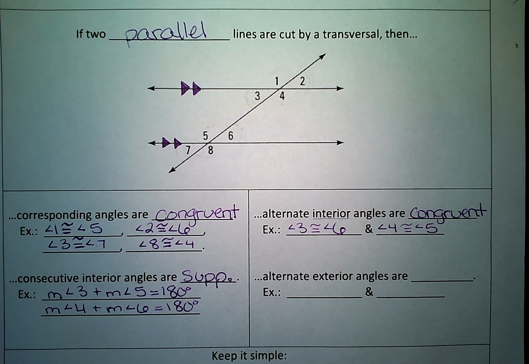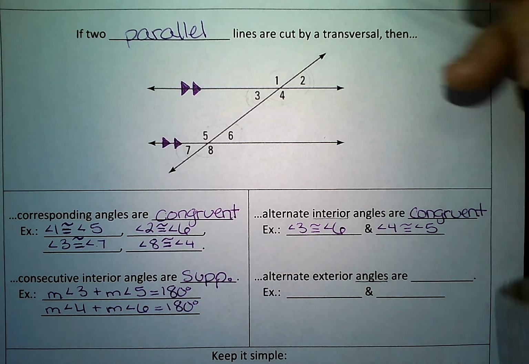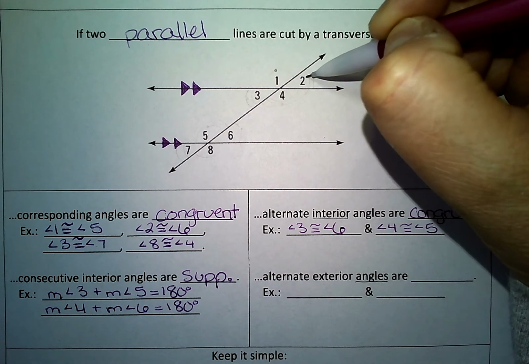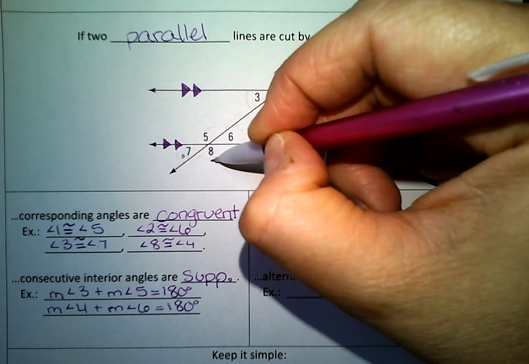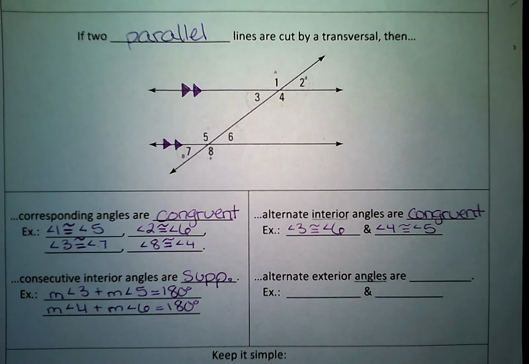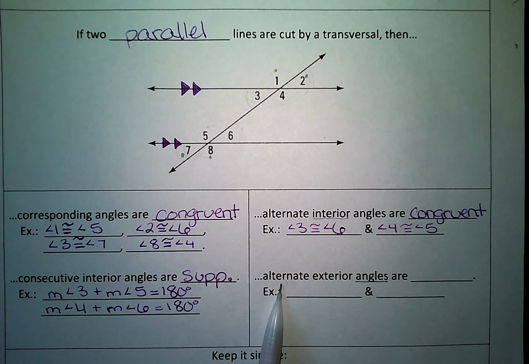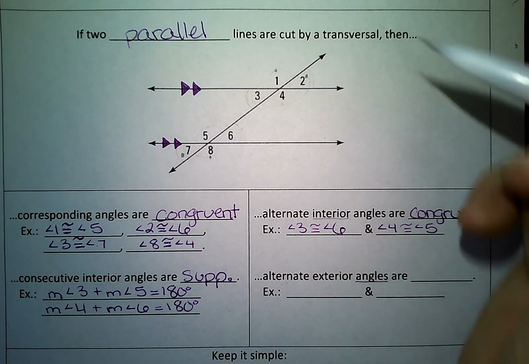Our last set of angles to explore are the alternate exterior angle pairs. Exterior tells us that we're looking for angles on the outside of the parallel lines. Angle 1, angle 2, angle 7, and angle 8 are on the exterior of the set of parallel lines. The word alternate means the same thing as it did with alternate interior angles. This means the opposite side of the transversal. Let's begin with angle 1.